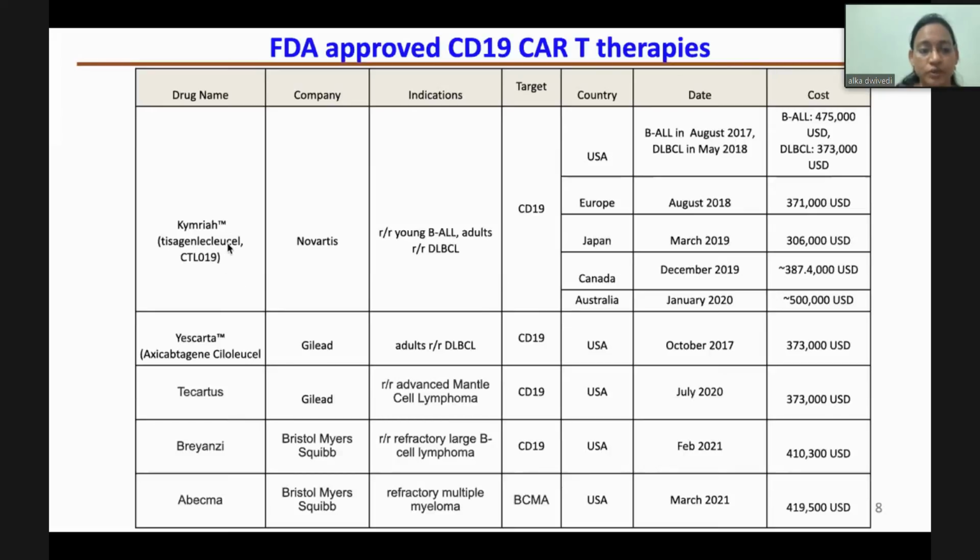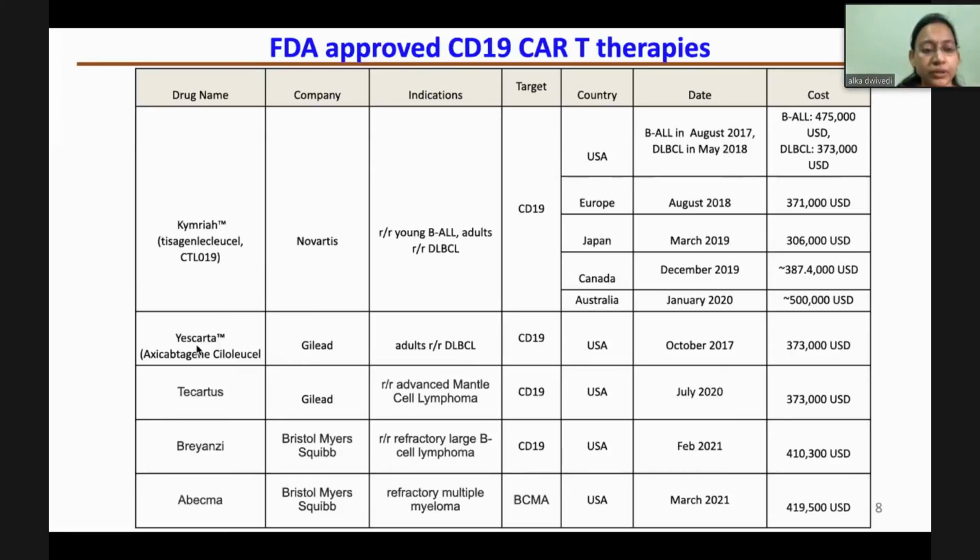The first one, approved in 2017, was Kymriah, which was from Novartis and developed by the UPenn group, and it is approved for relapsed and refractory B-ALL. It also targets CD19. Now it is approved in different countries also, apart from USA: Europe, Japan, Canada, and Australia, and the cost of this therapy is approximately $500,000.